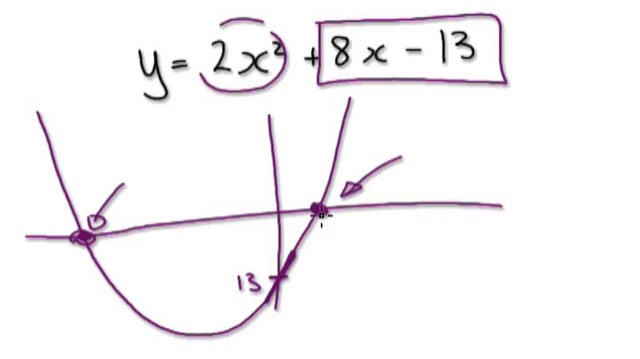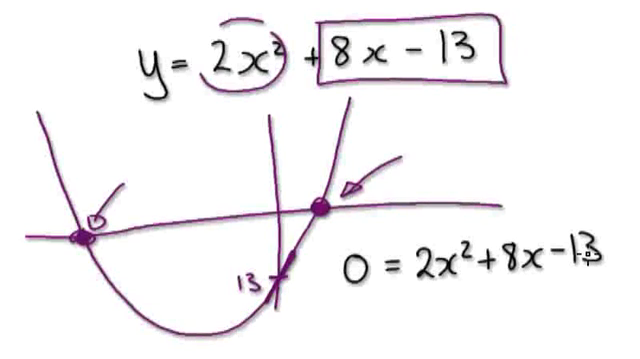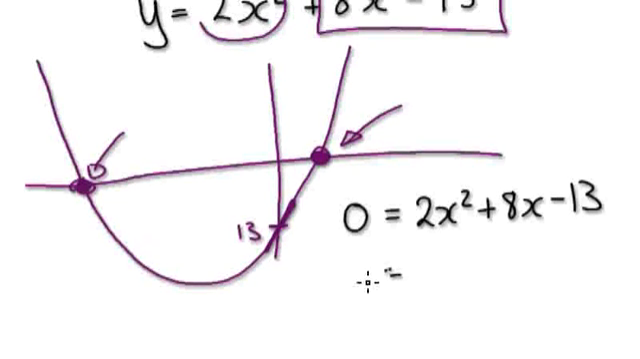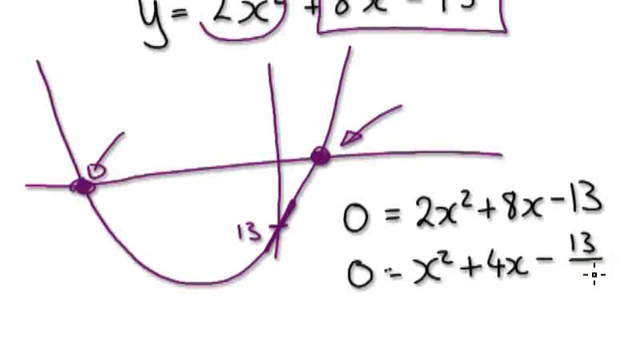The first thing you should do is try to factorize this inside your head, but it turns out I don't think you can do it. We are trying to find out this point and this point. At these 2 points, the y value will be 0. So put the 0 into the y. You will have 0 equals 2x squared plus 8x minus 13. Now we want the coefficient of x squared to be 1, so divide everything by 2. So 0 divided by 2 will be 0, this one here will be x squared, this one here will be 4x, and this one here, let's just leave it as a fraction, 13 over 2.